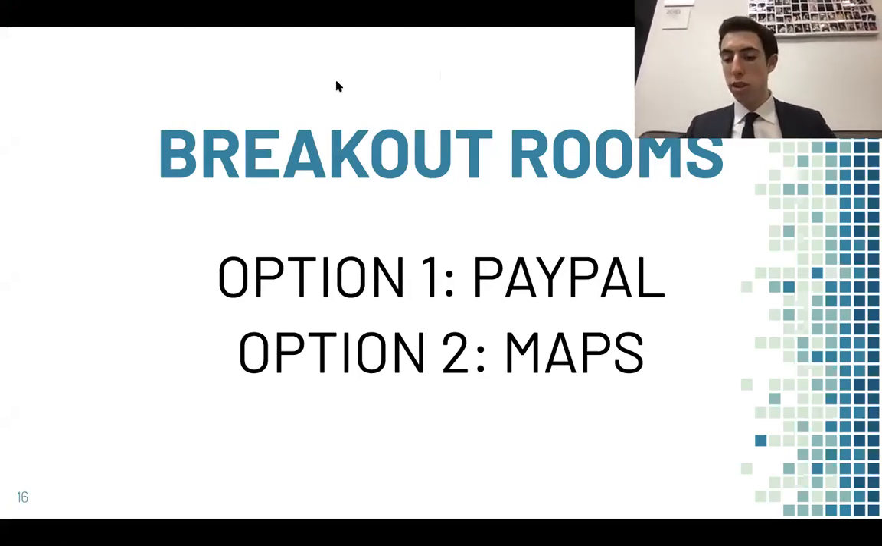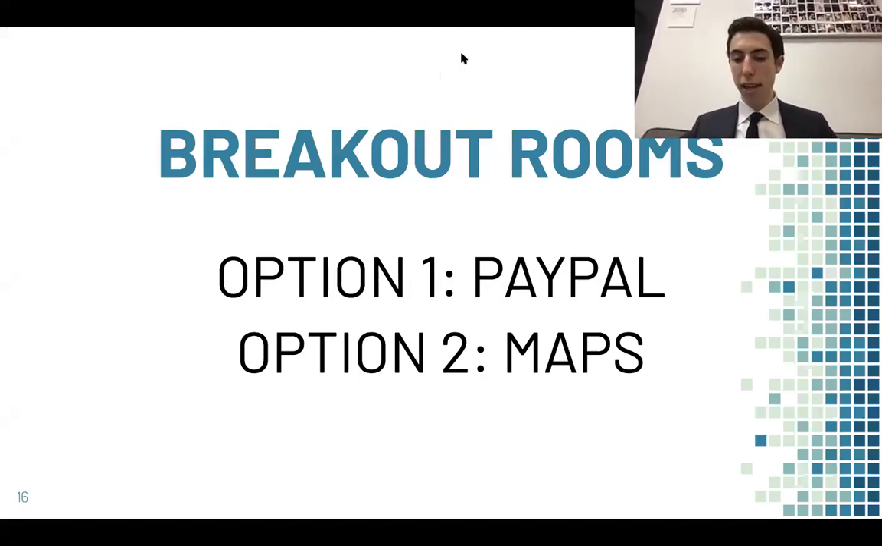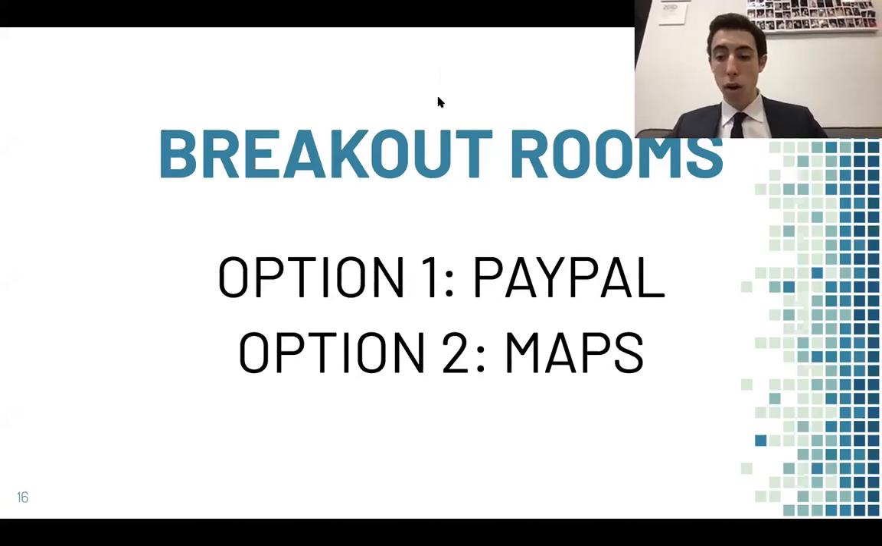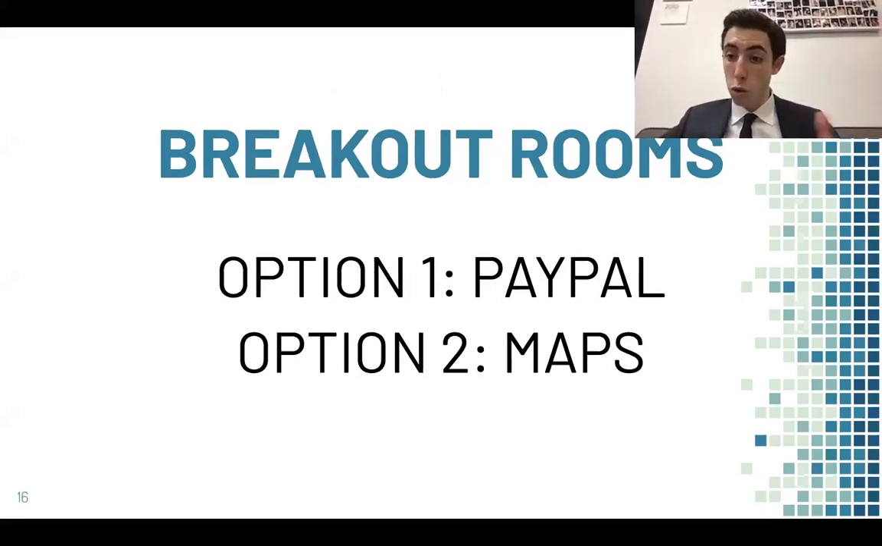And then option 2, which isn't online banking related, but I think is important to be aware of, is the Maps app on smartphones that allows you to find directions to places, see if there's traffic in a location, and find restaurants when you're en route, as you're going somewhere. So both of these are very useful and important breakout rooms.